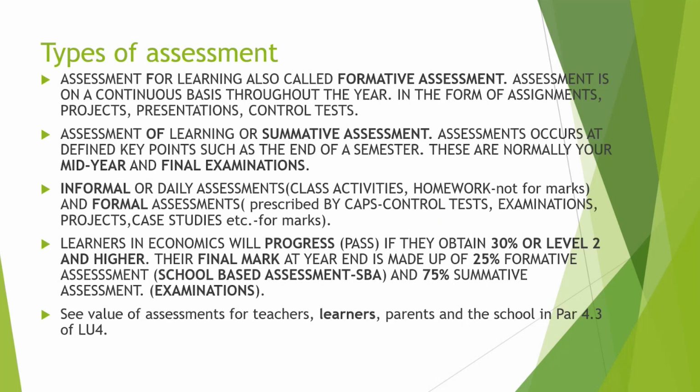Now, learners in economics will progress or pass if they obtained 30% or level 2 and higher. So, at the end of the year, or even during a formal assessment, if you get less than 30%, then you are not progressing. If you get 30% or more, then we can say that you will progress.